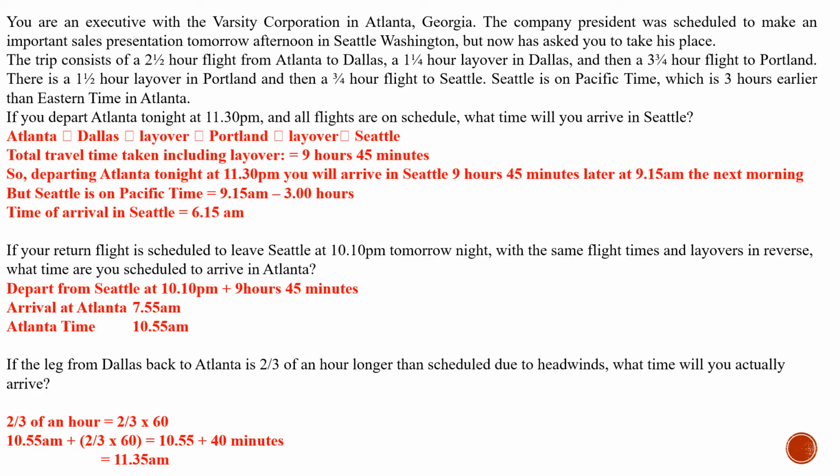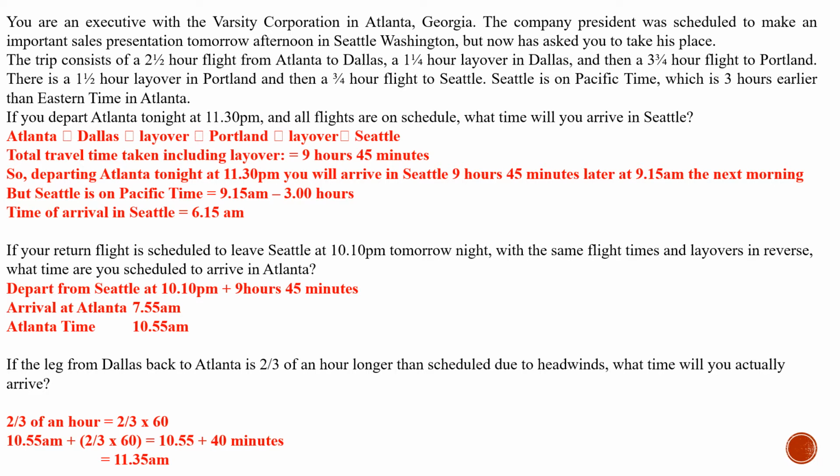So now you're departing at 11:30 at night. You would arrive 9 hours and 45 minutes later. So you just add the 9 hours and 45 minutes to 11:30. You will get 9:15 in the morning. But they want you to know what time you will arrive. So now they told you Seattle is on Pacific time, which is 3 hours earlier. So you minus 3. Understand?